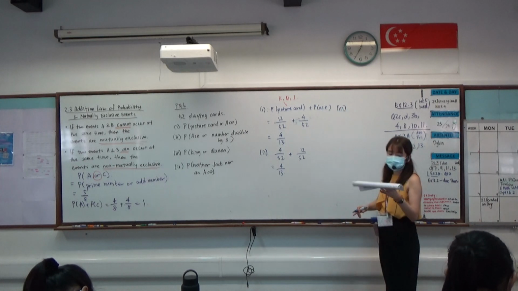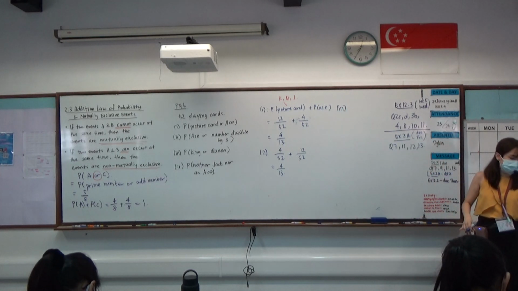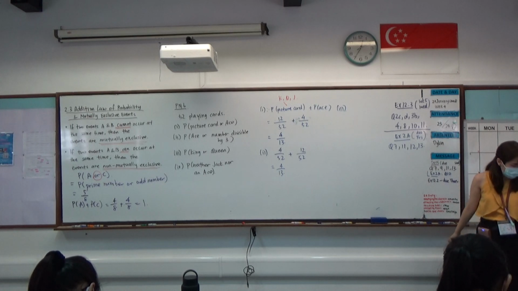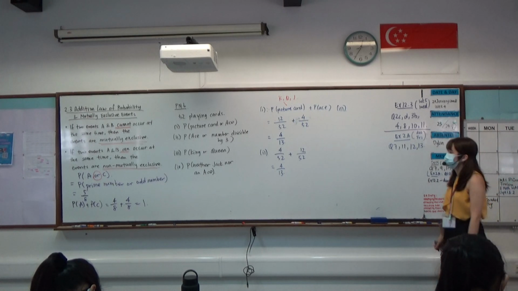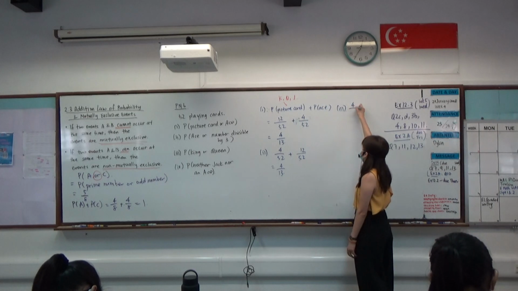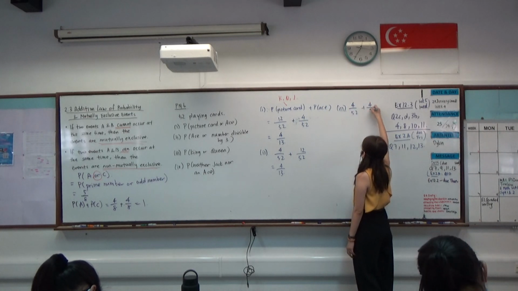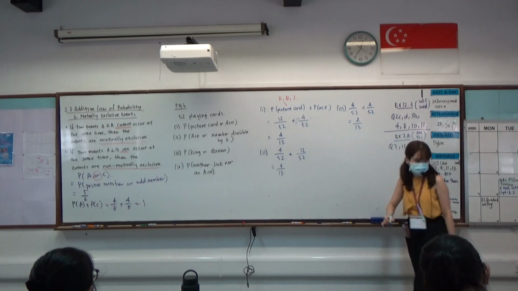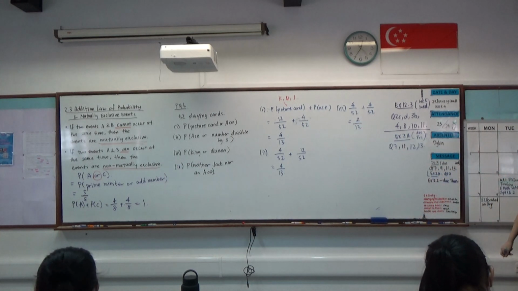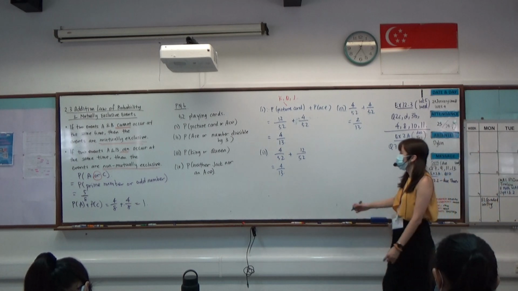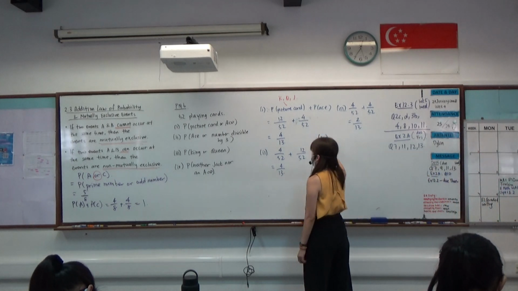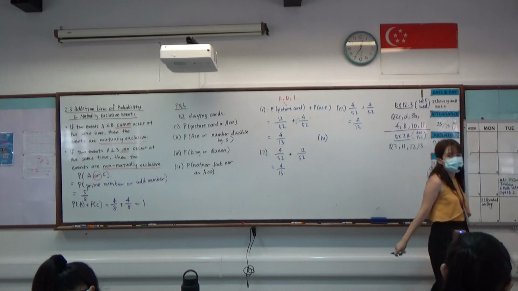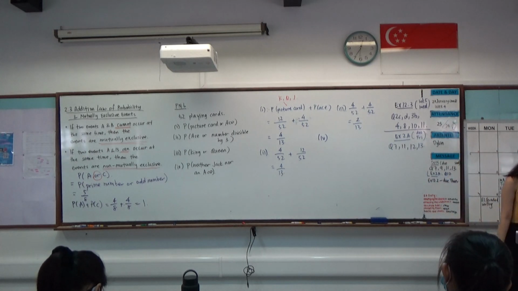What about part 3? What is the probability of getting a king or a queen, Bernice? 2 over 13, so there are 4 kings and 4 queens. So we get 2 over 13. Okay. Now what about part 4? Probability of neither jack nor queen. Oh, sorry, jack nor ace. What would that be? Jin Yang?